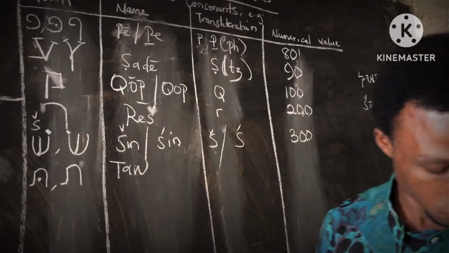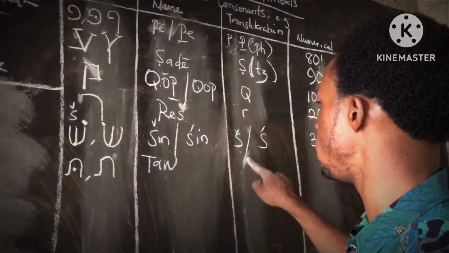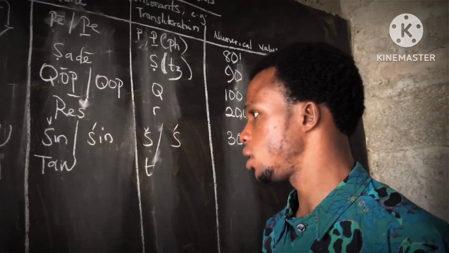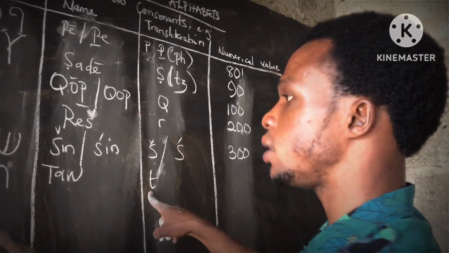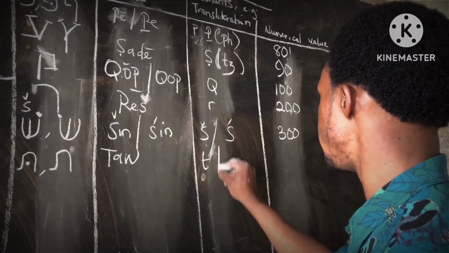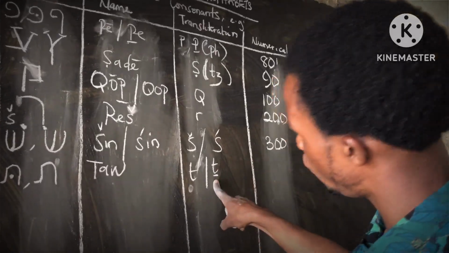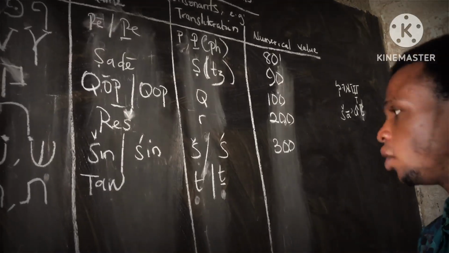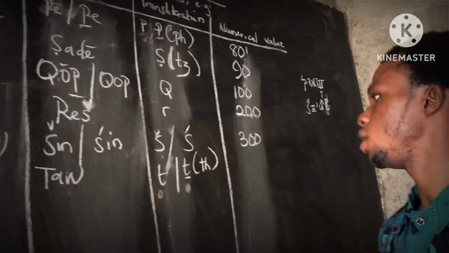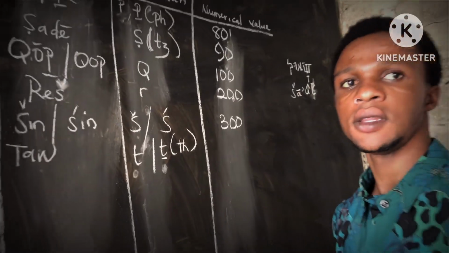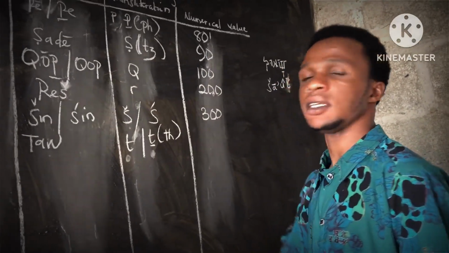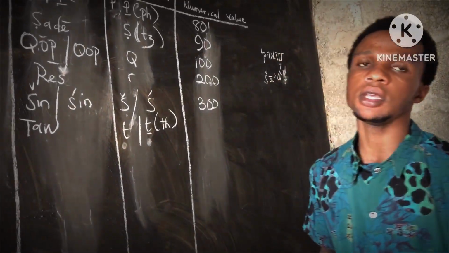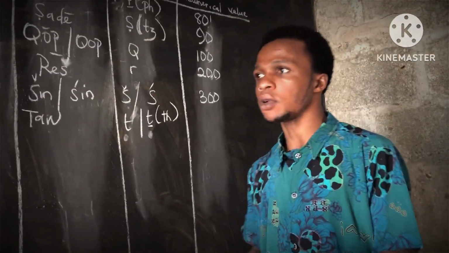So let's start with the one that is strong. The one that is strong is simply T. While the one that is soft will be T with a line, or TH, in case you have to transliterate. You can see how soft it is, unlike T. So those are the 22 Hebrew consonants.